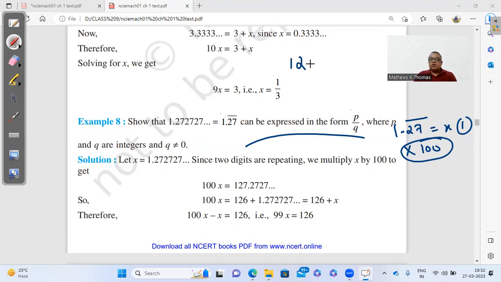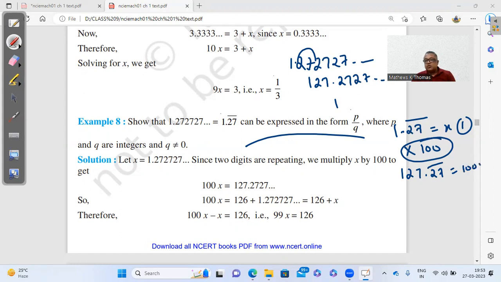So I'm having 1.272727. I'm going to shift here. What will happen? It will become 127.2727. The 27 will remain, right? That's not going to disappear. So when I multiply this, I'll get 127.27 bar. And when I multiply the RHS, that's going to be 100x. So I'm getting 2 numbers here. One is 1.27 bar is x and 127.27 bar is 100x. What you need to do is subtract this now. Subtract the smaller from the bigger. So subtract 1 from 2.